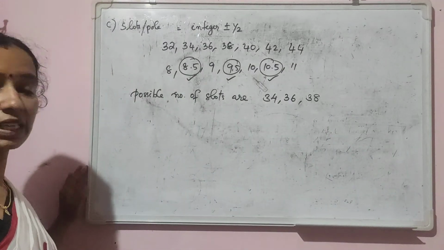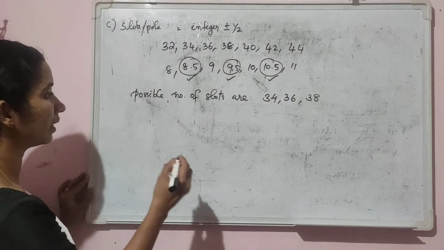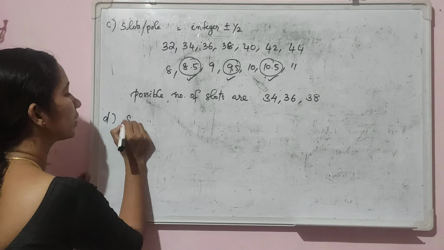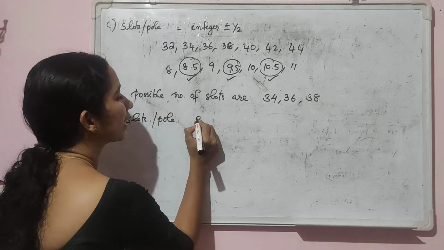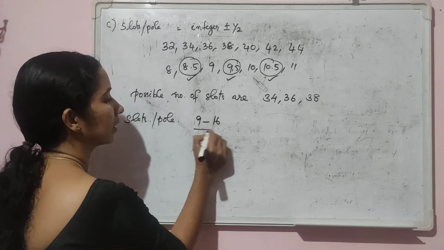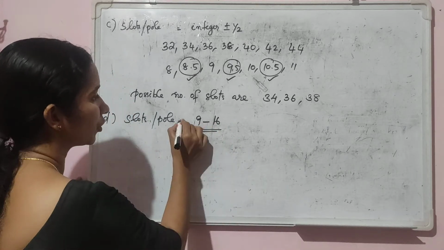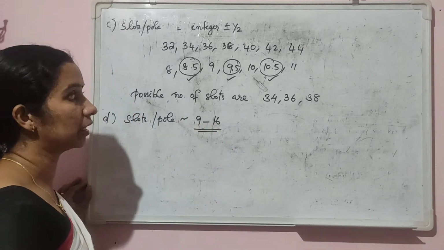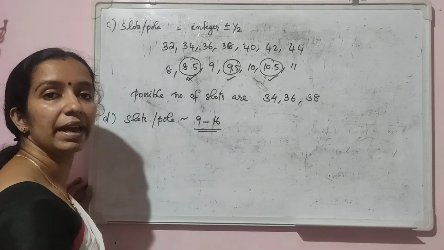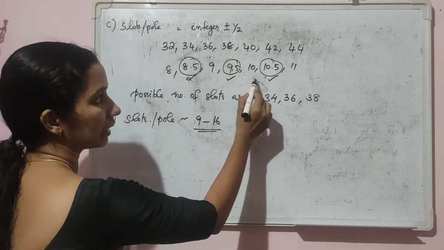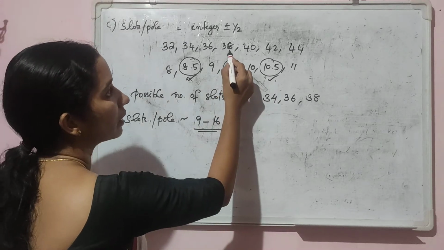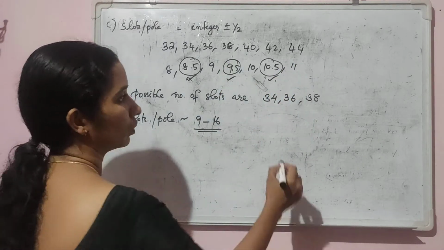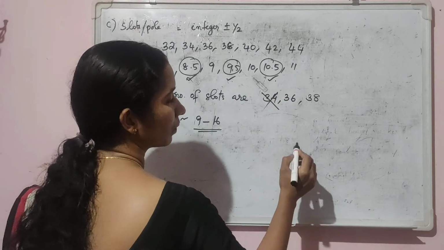And we have another guideline which is saying the slots per pole should be in the range 9 to 16. So we cannot choose this 8.5. We can choose either 9.5 or 10.5. That is corresponding slots 38 or 42. So we cannot choose this.